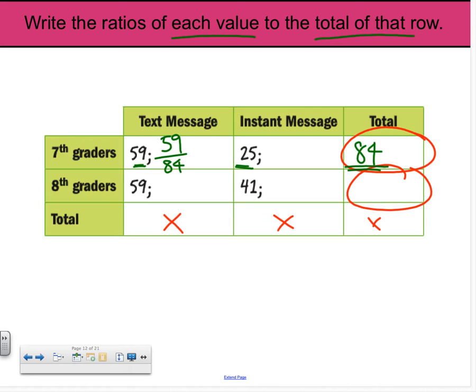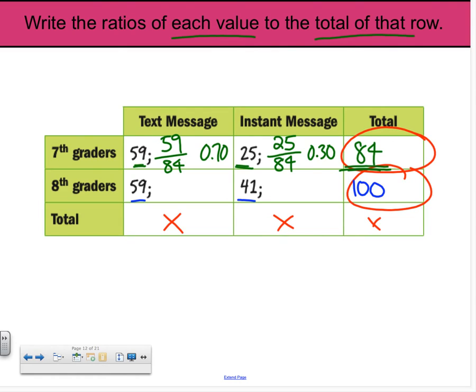And 59 divided by 84 is going to be 0.70. And then I do the same thing for 25. I'm going to say 25, that value over the total, 84, and I'm going to get 0.30. Okay? And then I'm going to do the next row. What's the total in this row? I have 59 plus 41, and that's going to equal exactly 100.